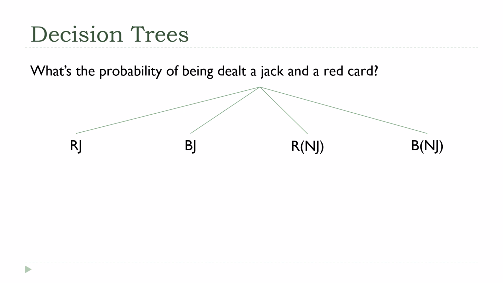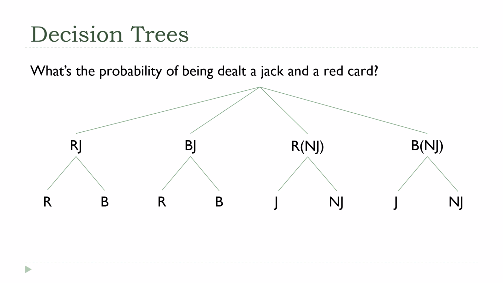Okay, so how about the second card? Well, if we're dealt a red jack, all I care about at this point is what the color of the card is. Did we get a red card or a black card? Similarly, with the black jack option here, did we get a red card or a black card? Now, for this third branch, I care about the rank of the card. Did we get a jack or did we not get a jack? And for the fourth branch, again, I care about whether or not we got a jack versus not a jack. Well, that would complete our hand.